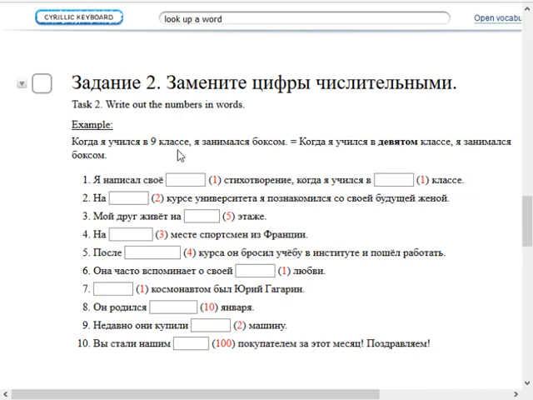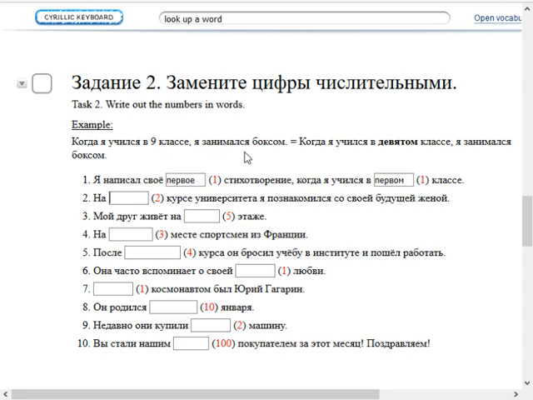Okay. Я написал свой первое стихотворение, когда я учился в первом классе. So I wrote my first poem when I was in the first class. I guess in American English you'd say in the first grade. Первый класс means I was in the first grade of school. So what did I do? I wrote my first poem when I was in первом классе, in the first class, or in the first grade.